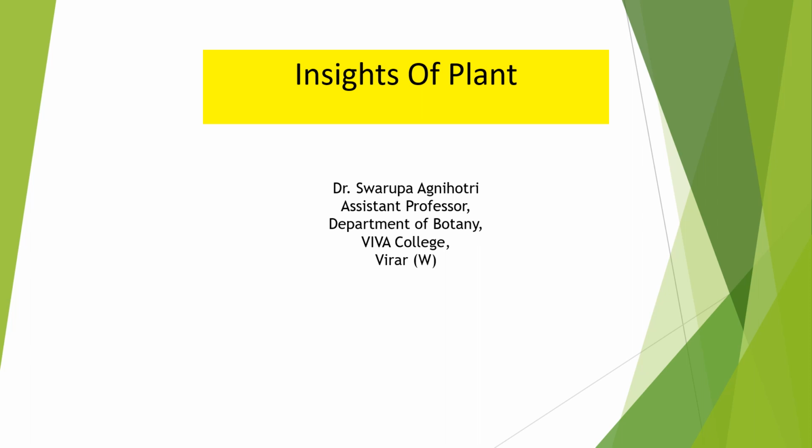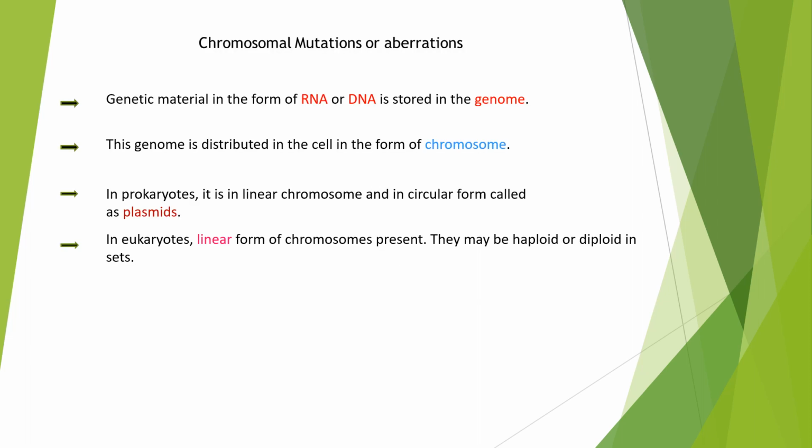In this lecture, we are going to study chromosomal mutations or chromosomal aberrations. First of all, we will focus on how this genetic material is present in the cell. Genetic material in the form of RNA or DNA is stored in the genome. This genome is distributed in the cell in the form of chromosomes.